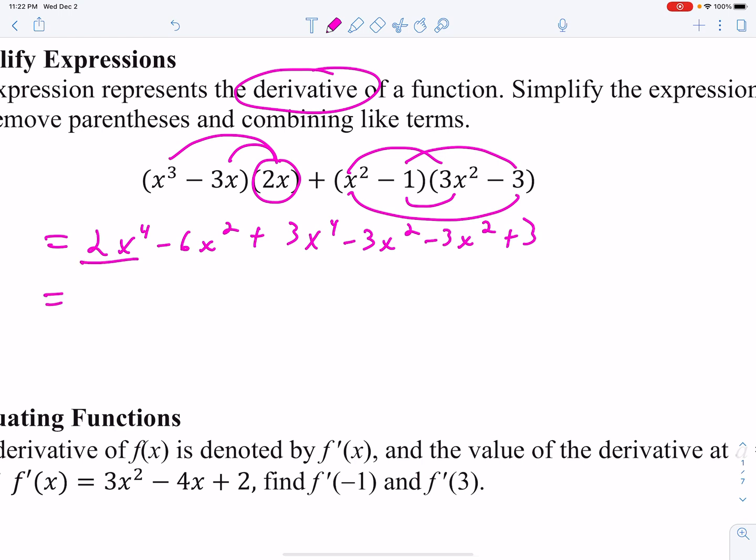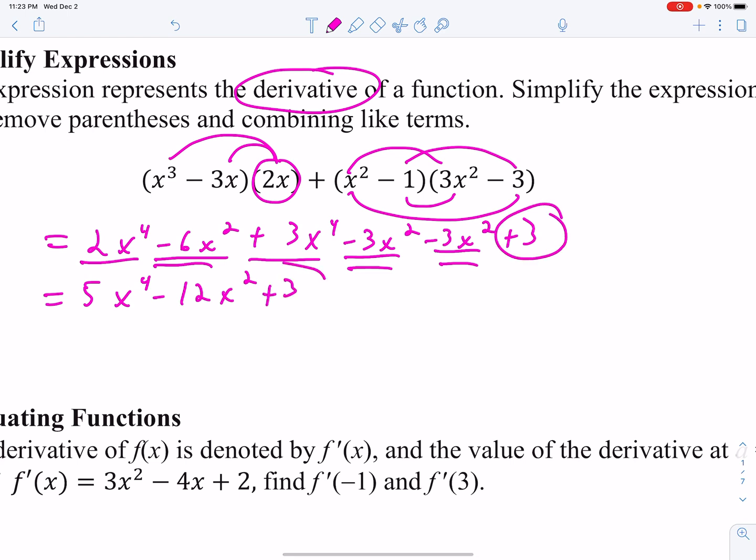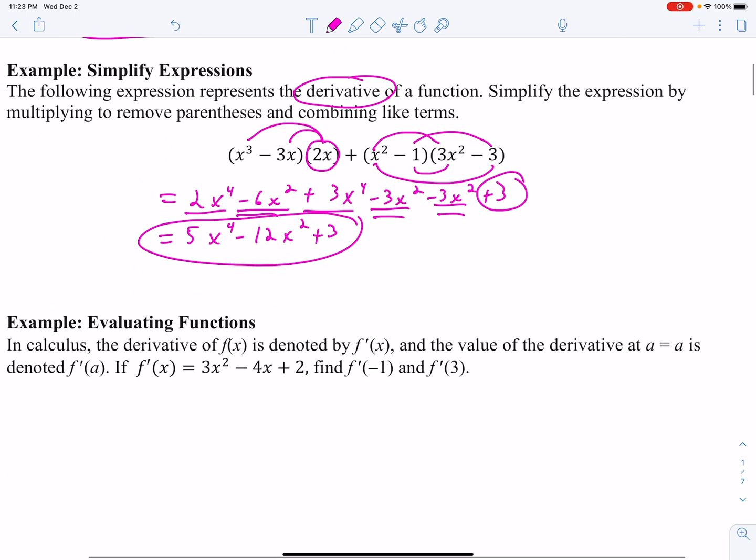So we notice we have a couple terms with x to the fourth. So we have 2x to the fourth plus 3x to the fourth. So that makes 5x to the fourth. Then we have some x squareds. There's an x squared, and x squared. So we have negative 6x squared minus 3x squared minus 3x squared. So that should be negative 12x squared. And then we have our constant term over here, plus 3, and there we go. So that's all they're asking us to do here.